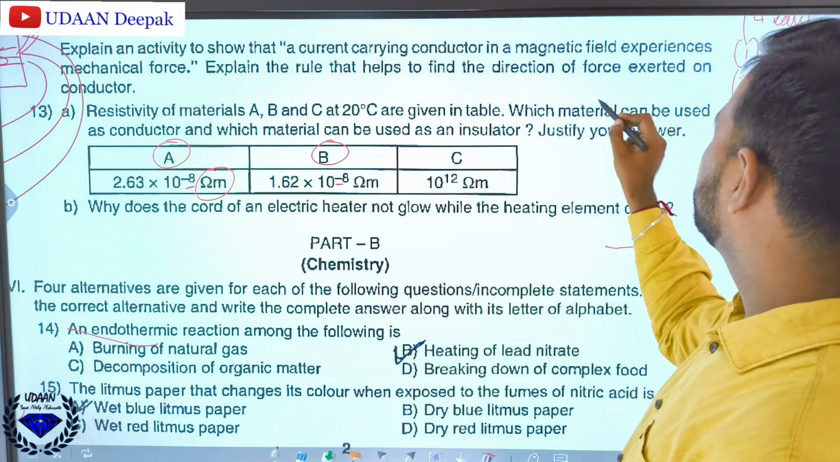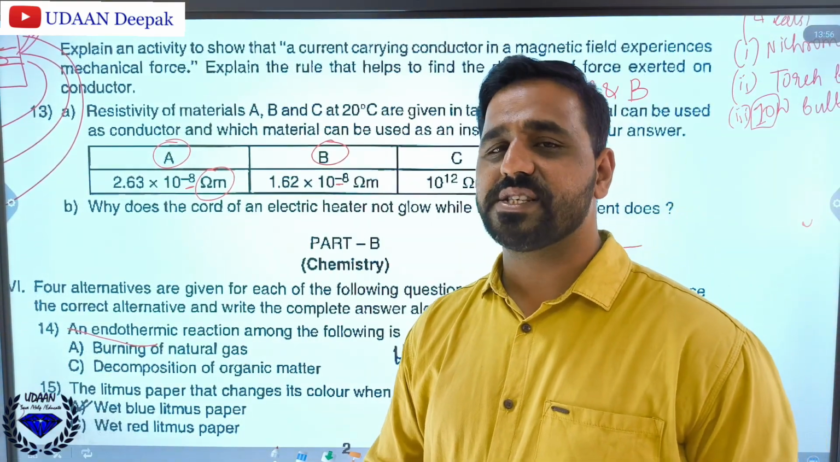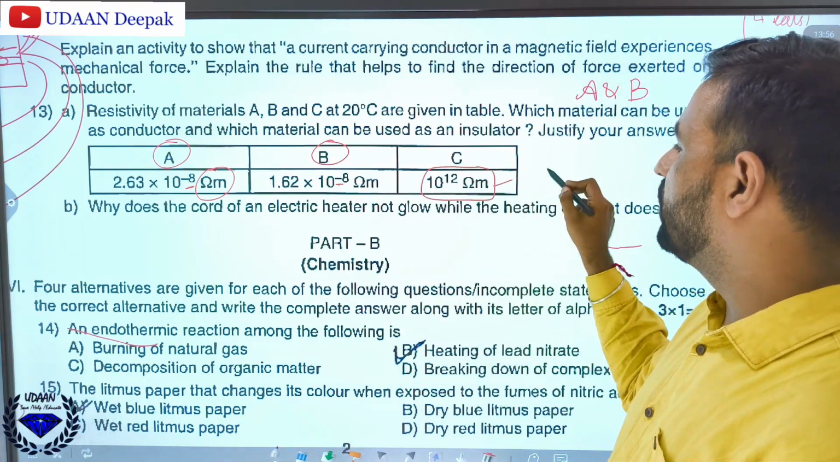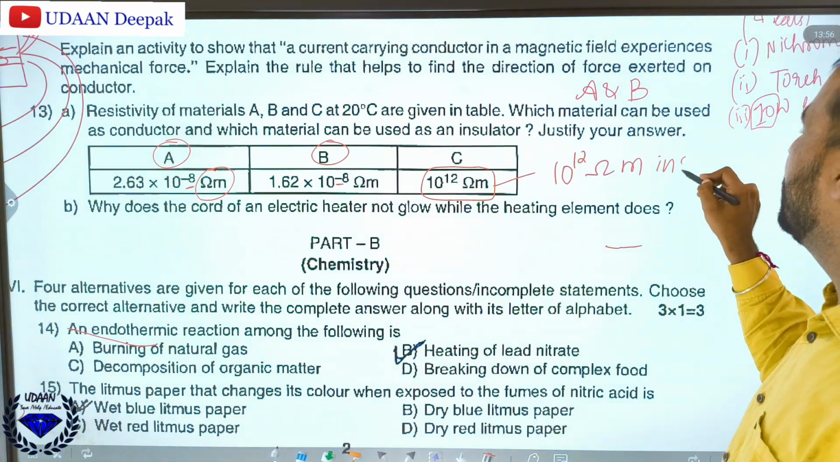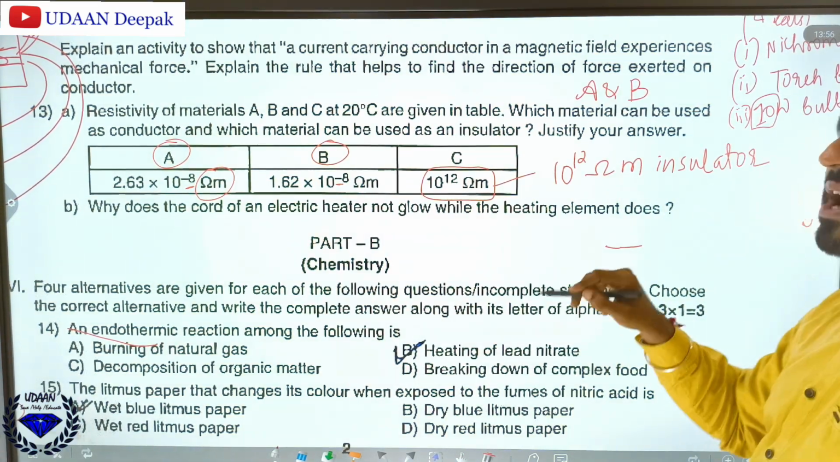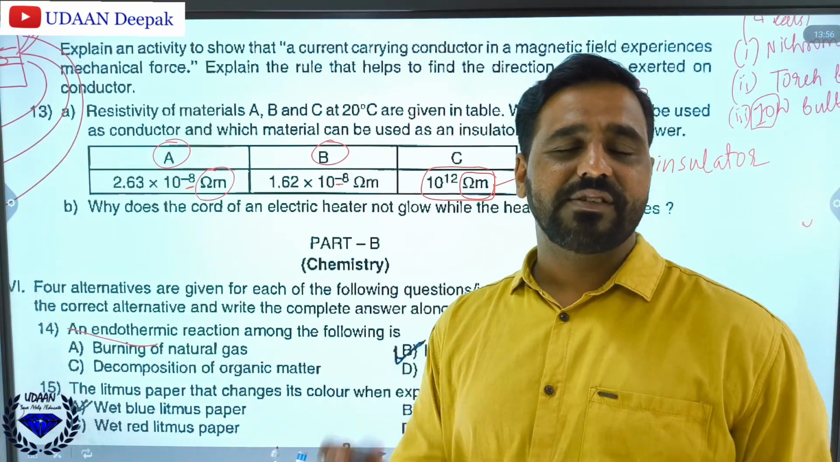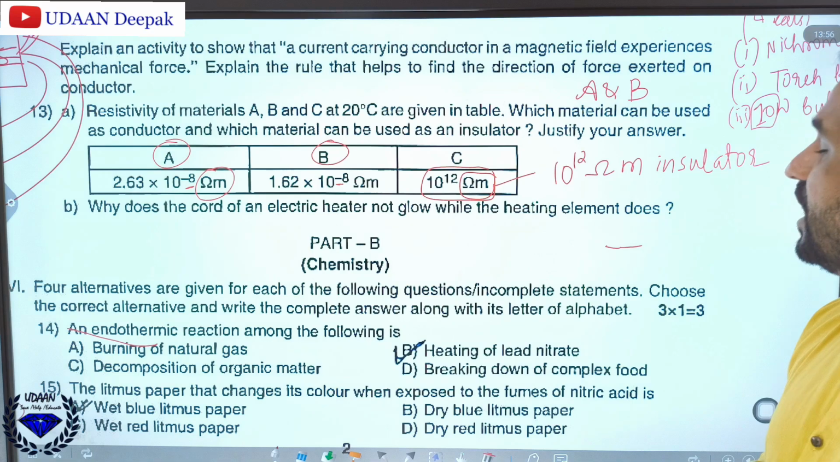Which material is used as conductor? A and B are used as conductors because they are having least resistance and least resistivity. They are good conductors. Whereas 10 raised to 12 is used as an insulator because it is having high resistivity, and due to which it does not allow the current to pass through it. Therefore, we can tell it is the insulator.